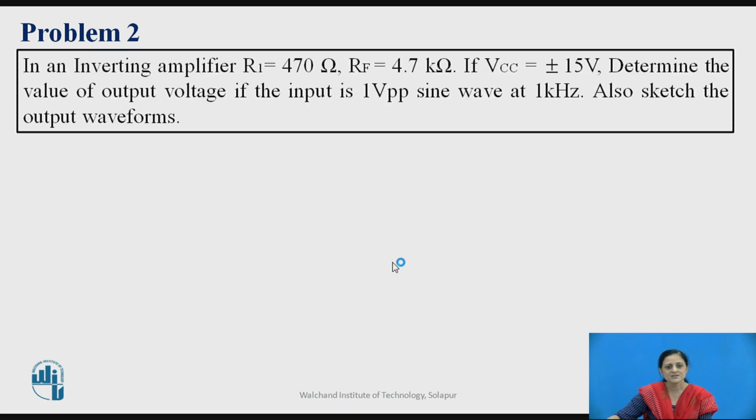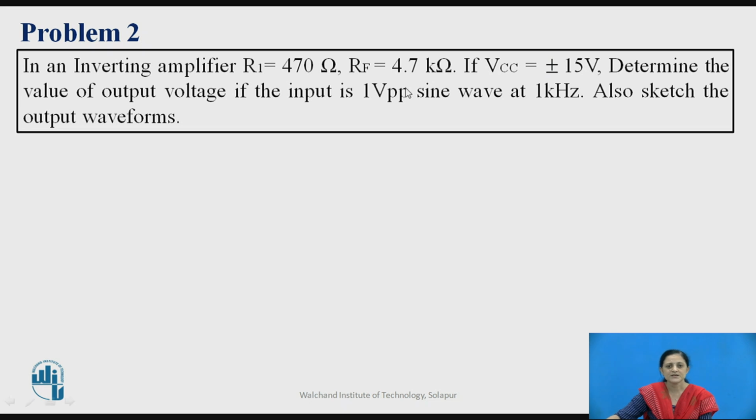Now let us discuss problem number 2. In an inverting amplifier, R1 equal to 470 ohm and RF equal to 4.7 kilo ohm are given. If VCC equal to plus minus 15 volt, determine the value of the output voltage if the input is a 1 volt peak to peak sine wave at 1 kilohertz. Also sketch the output waveforms.